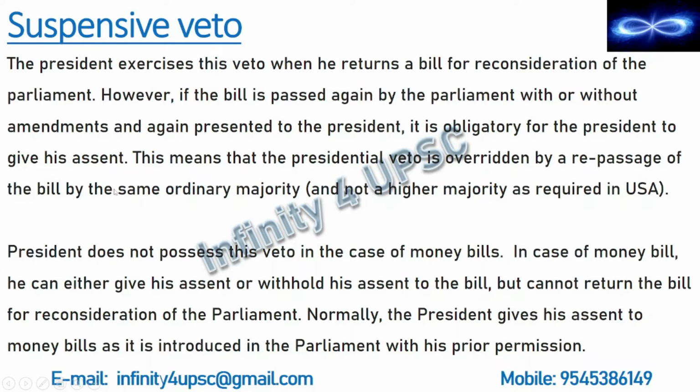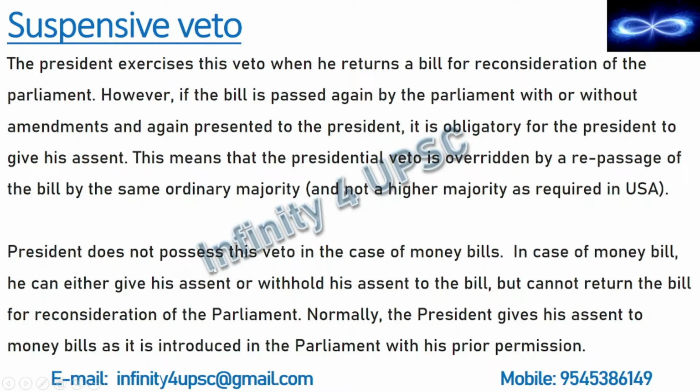But in India, that is not the case. Again, if 51% of people agree with the bill, it is considered to be passed. And this time, the president will have to give his assent. He has no other choice. So that is the meaning of overridden by a repassage of the bill by the same ordinary majority.